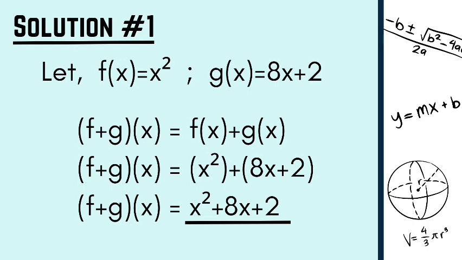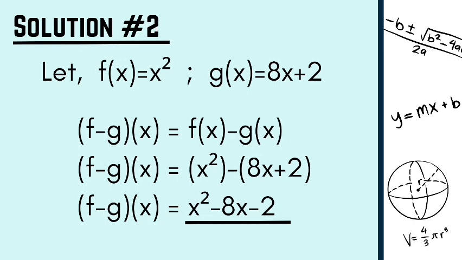Now, let's substitute the value of f of x as x squared and the value of g of x as 8x plus 2. Now, the answer is f plus g of x is equal to x squared plus 8x plus 2. So, let's go to the second solution for the f minus g.